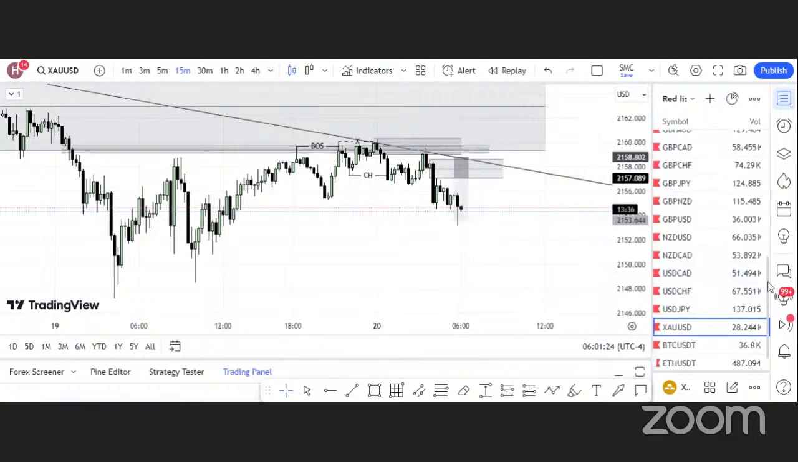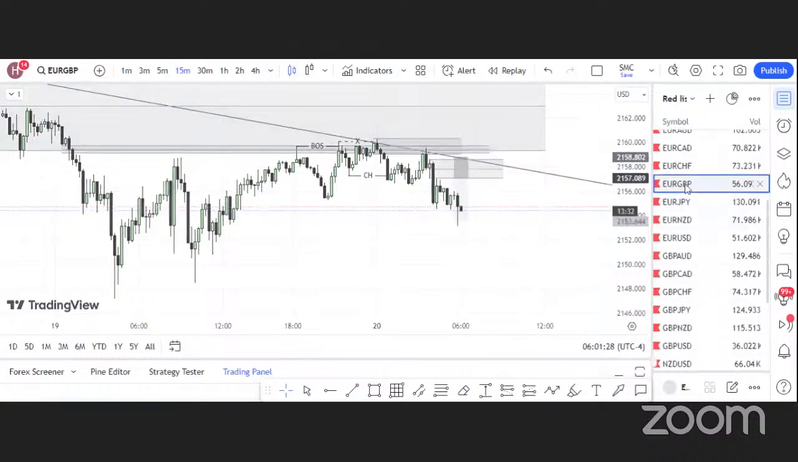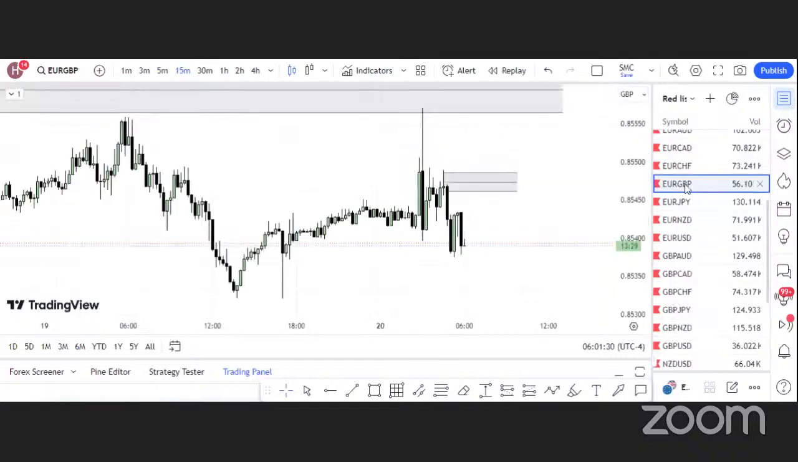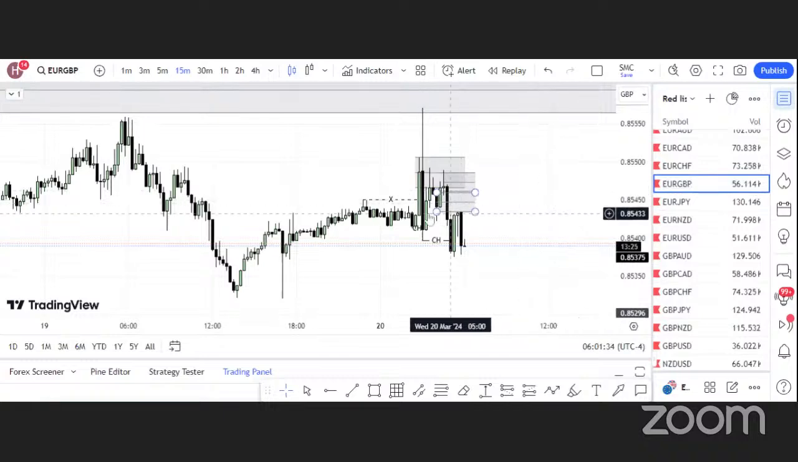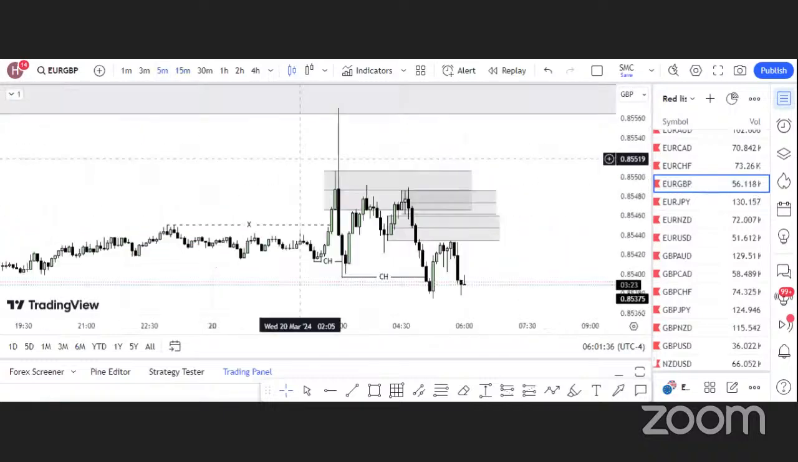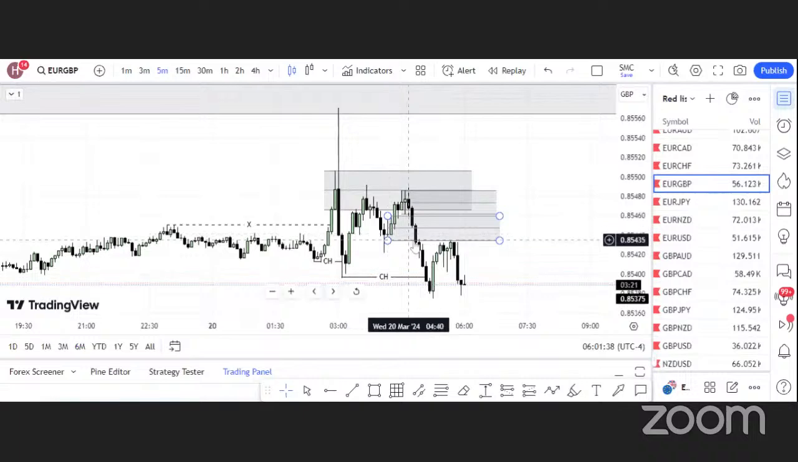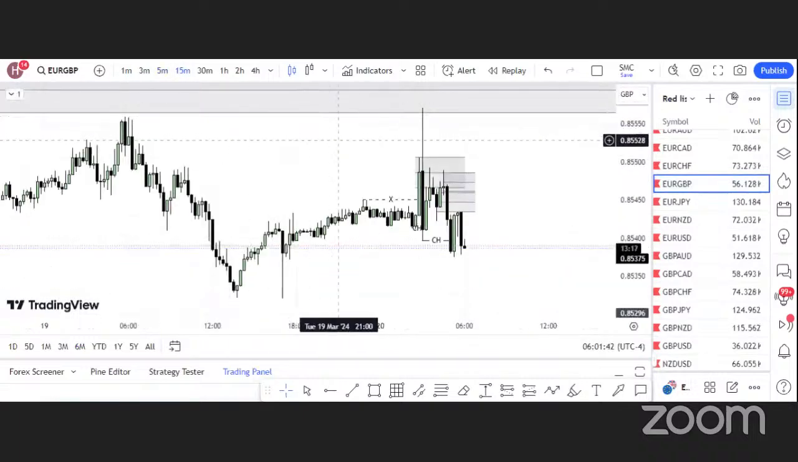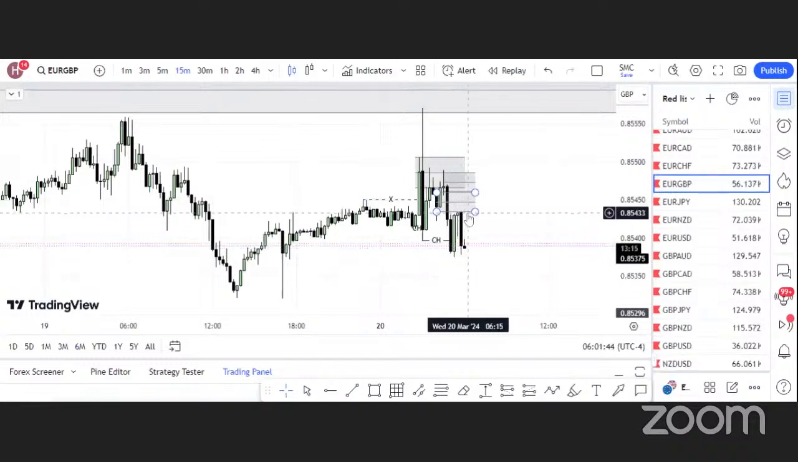I think we have one other one. Yeah, Euro GBP. Okay, we have Euro GBP, and as you can see, the market actually made the move towards our entry, but it didn't get to the entry point.